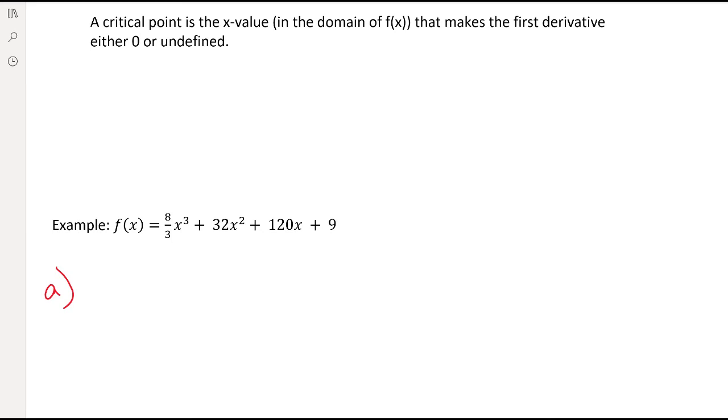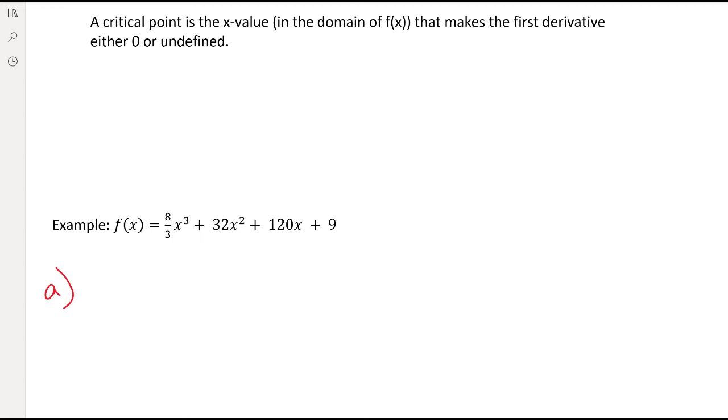So a critical point is the x value, which has to be in the domain, that makes the first derivative either 0 or undefined. Okay, so the critical point is the x value that makes your derivative either 0 or undefined.